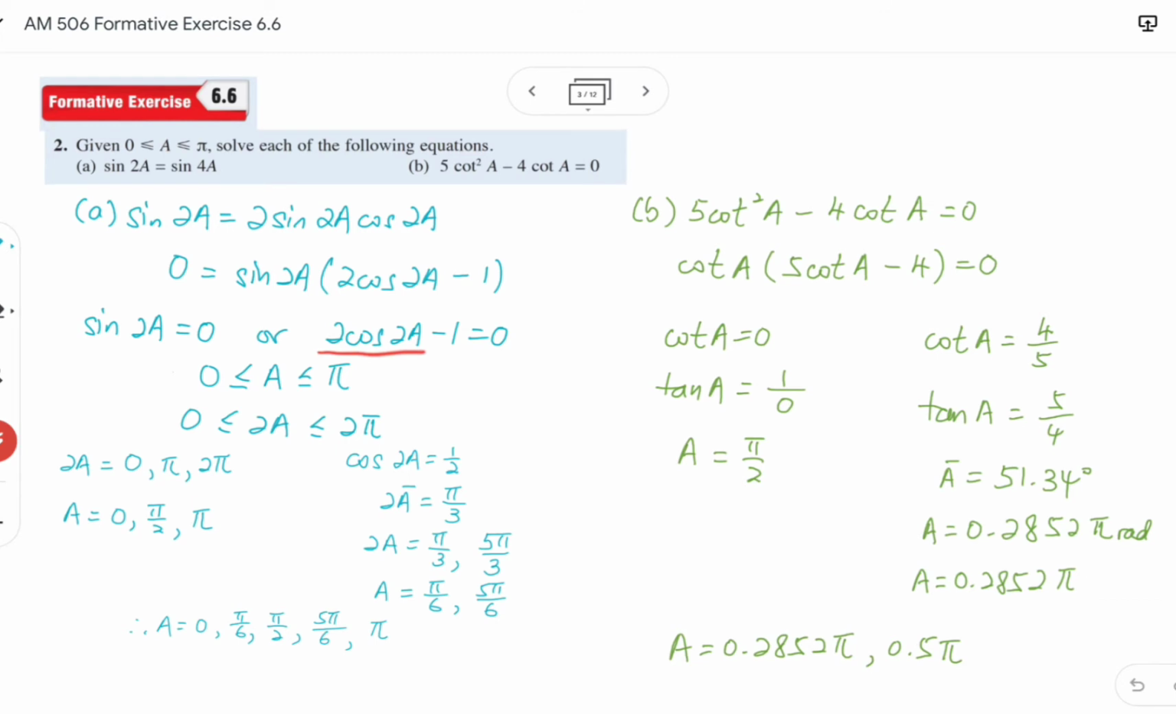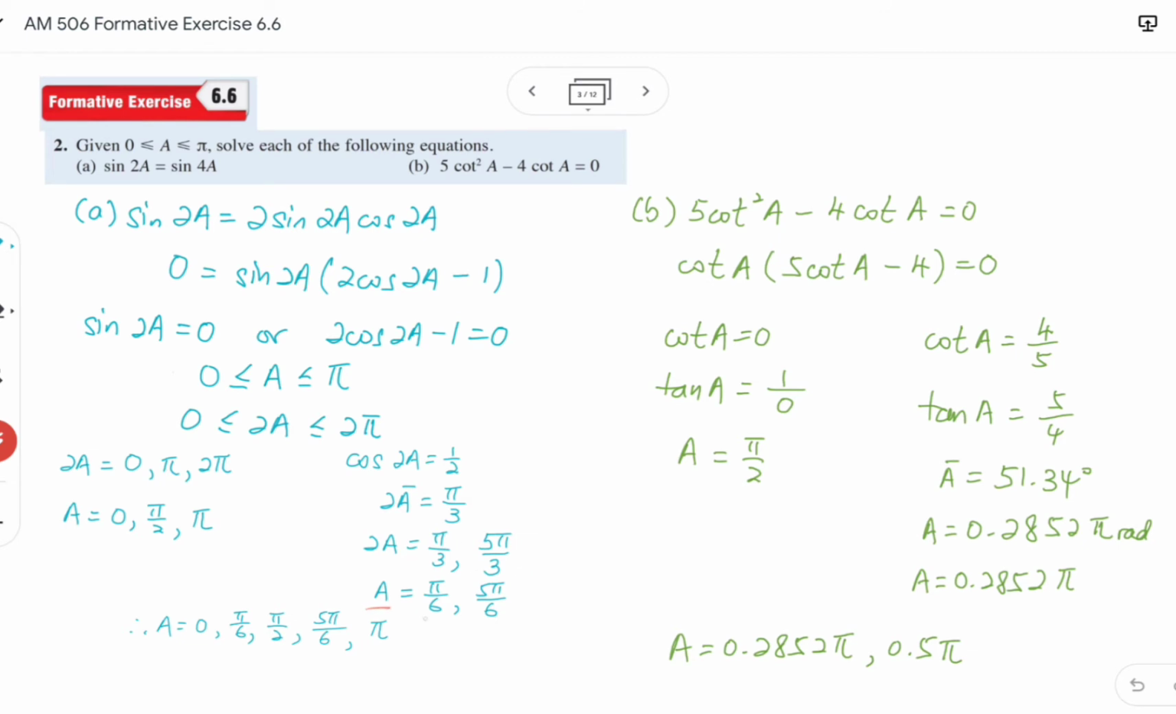For 2 cosine 2a minus 1 equals 0, cosine 2a equals 1 over 2, and 2a is in the domain of 0 to 2 pi. Therefore, the reference angle for 2a is pi over 3, and we put the pi over 3 into quadrant 1 and quadrant 4, so that cosine will be positive. So 2a equals pi over 3 and 5 pi over 3.